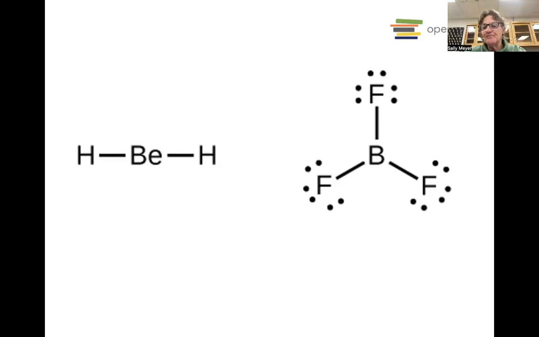Same thing with boron fluoride. Boron contributes 3. Each fluorine contributes 7. So you have 24. So you can make 3 bonds. That takes you to 18. And then all those lone pairs go on fluorine.